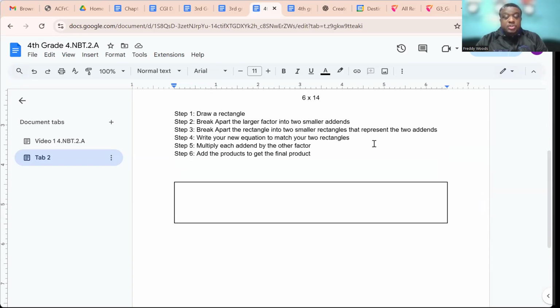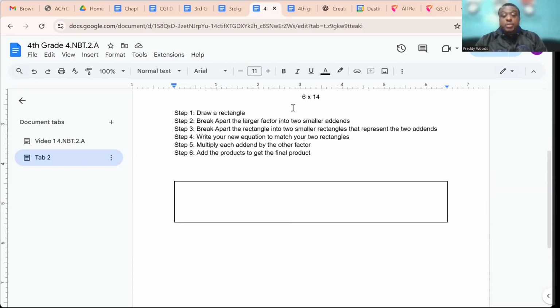The reason that is important is because when I distribute, I'm going to break apart a number into two smaller numbers that when I add those two numbers together, I get the bigger number. For example, when I do the distributive property, first I'm going to draw a model. I'm going to draw a rectangle. I know I'm doing 6 times 14, right? Everybody sees that we're doing 6 times 14.